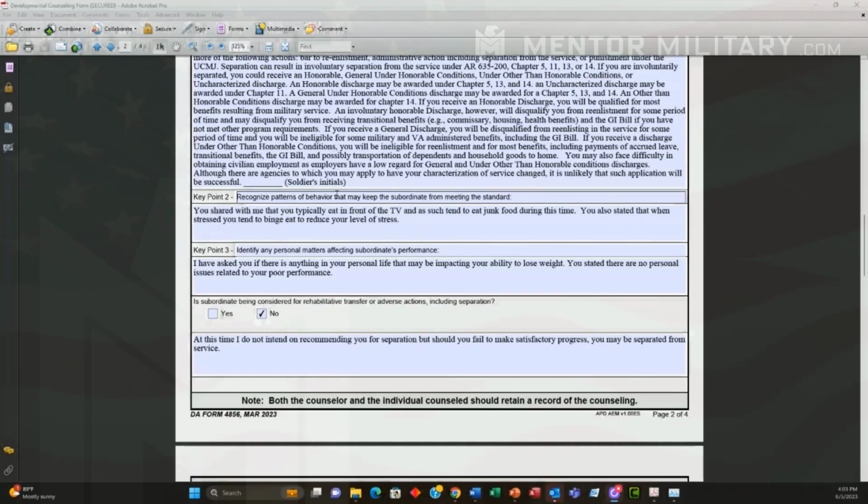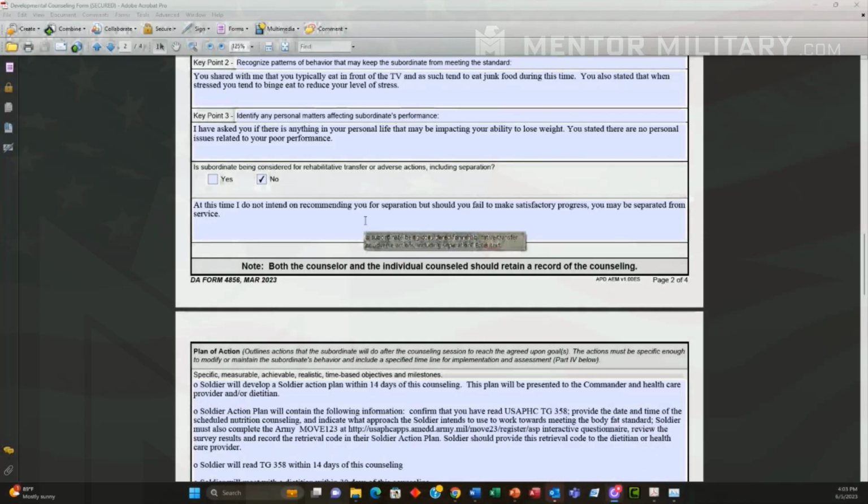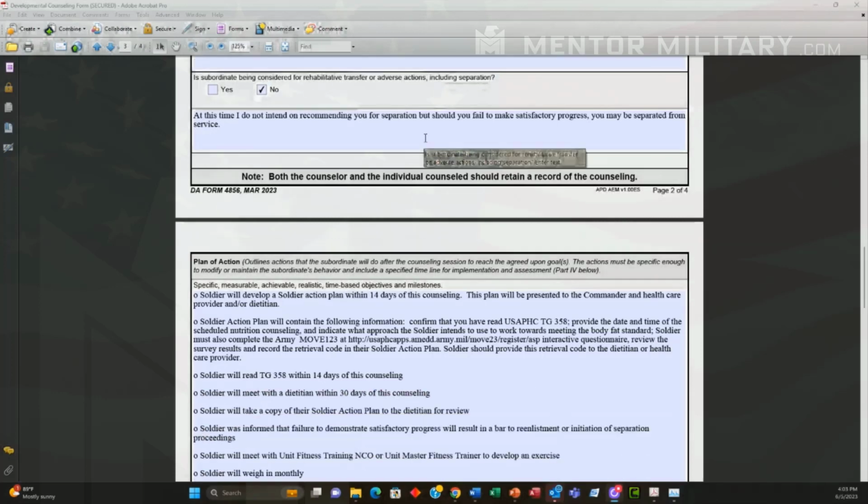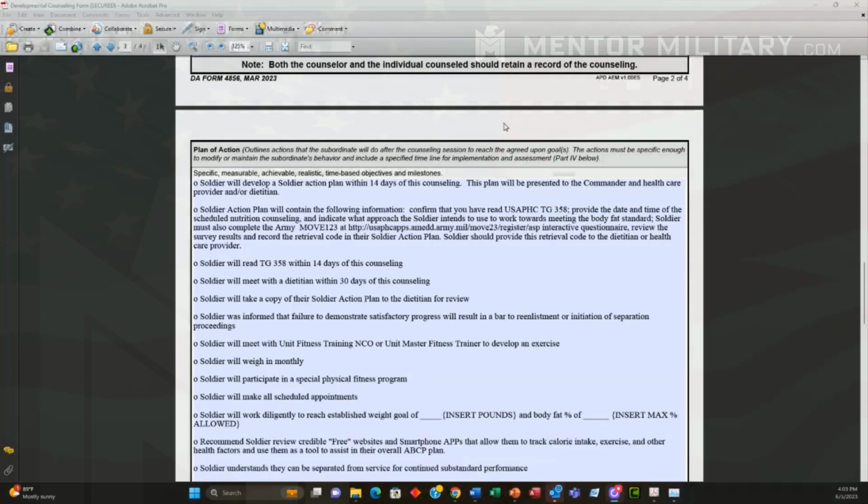Now, recognize patterns of behavior that may keep the subordinate from meeting the standard. I put in here, you shared with me that you typically eat in front of the TV and as such tend to eat junk food during this time. You also stated that when you're stressed, you tend to binge eat to reduce your level of stress. Identify personal matters affecting the subordinate. I've asked you if there are any personal issues in your life impacting the ability to lose weight. You stated there are no personal issues. And this is about transferred adverse actions. At this time, I do not intend on recommending you for separation, but should you fail to make satisfactory progress, you will be separated from service.